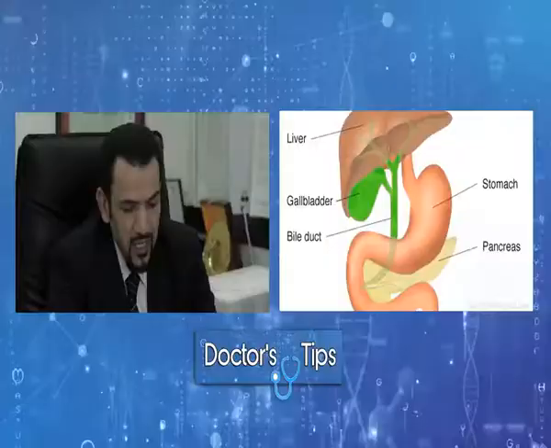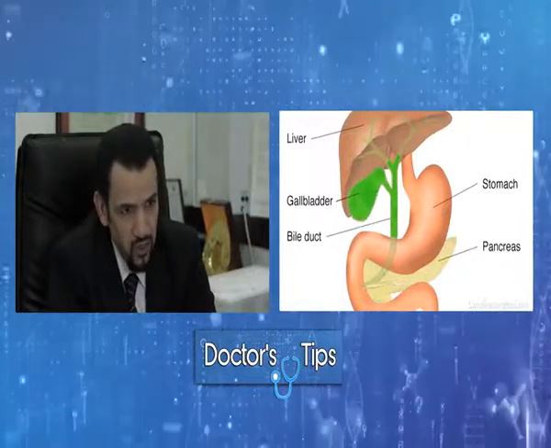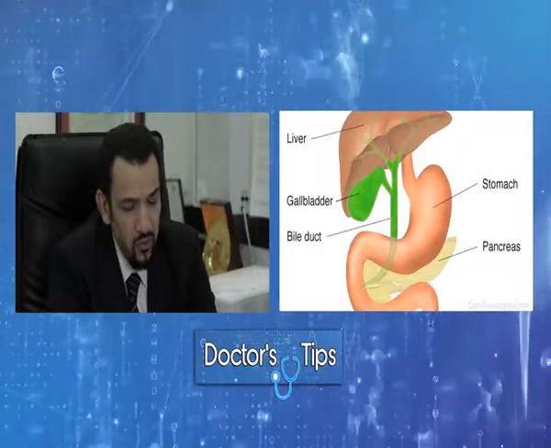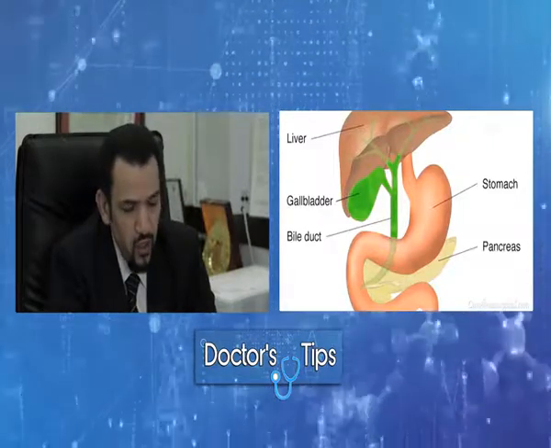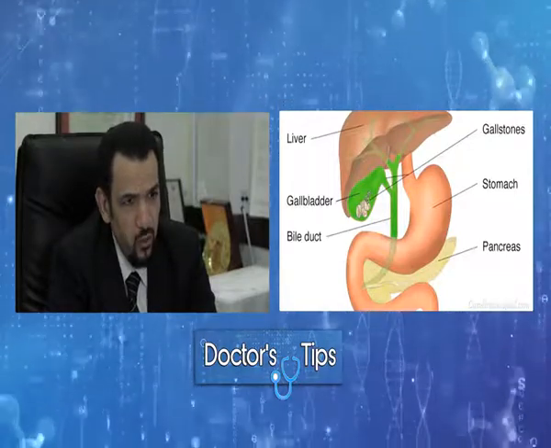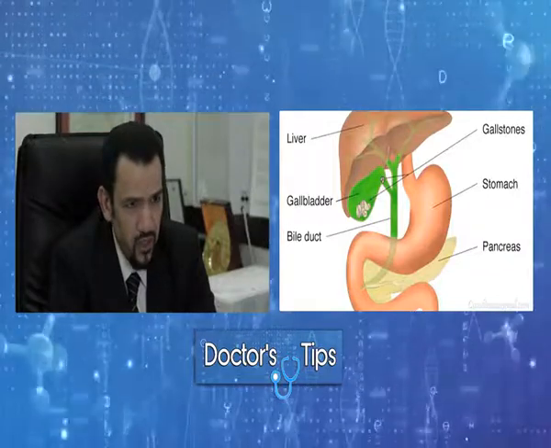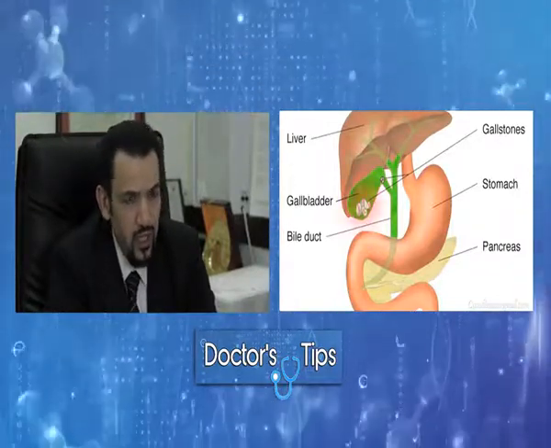Now, what's the problem with the gallbladder? The gallbladder can have multiple problems. Sometimes there is inflammation of the gallbladder, which we call cholecystitis, or the patient develops tumors in the gallbladder, which we call polyps or cancer, or the patient can develop stones, which is the most common. Stones in the gallbladder are the most common, and 40% of the population anywhere you go will have more or less a stone in their gallbladder.